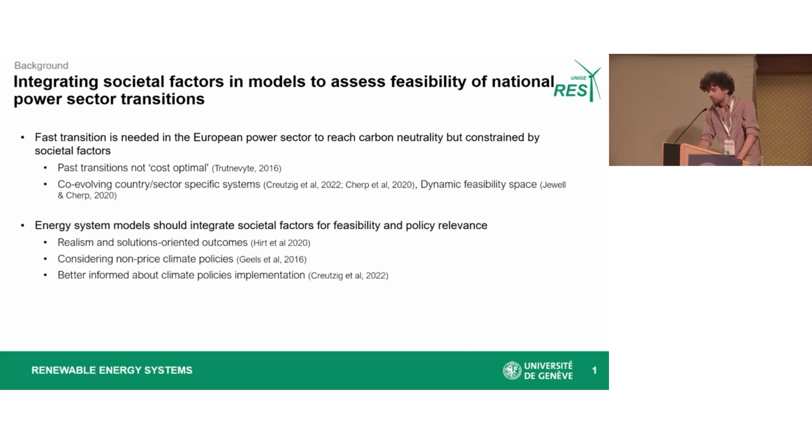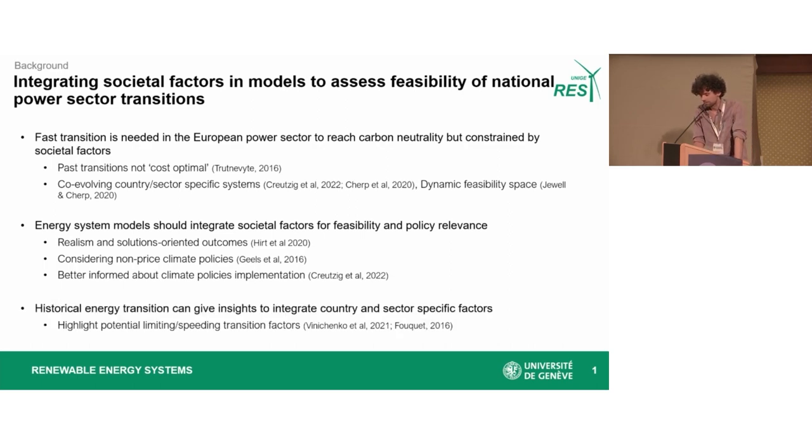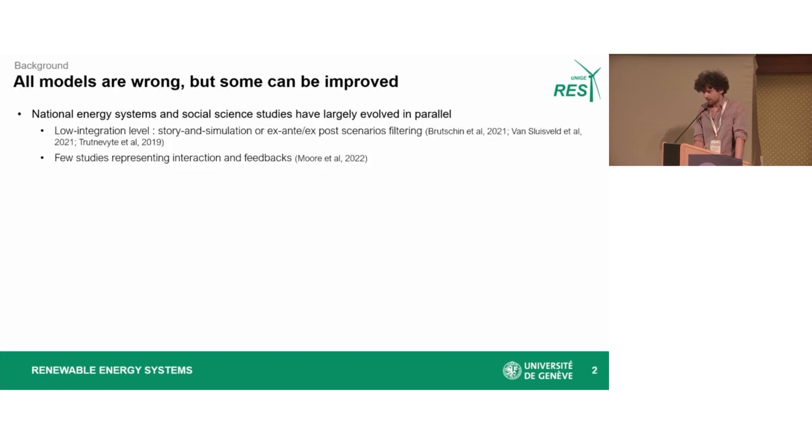And energy system models are widely used to provide energy transition pathways and should hence include societal transformation factors to provide realistic and feasible pathways and to better inform climate policies. And historical energy transitions can give insights to integrate specific factors that are country specific, as you just saw in the last presentation on historical growth rates. So all models are wrong, but maybe some can be improved.